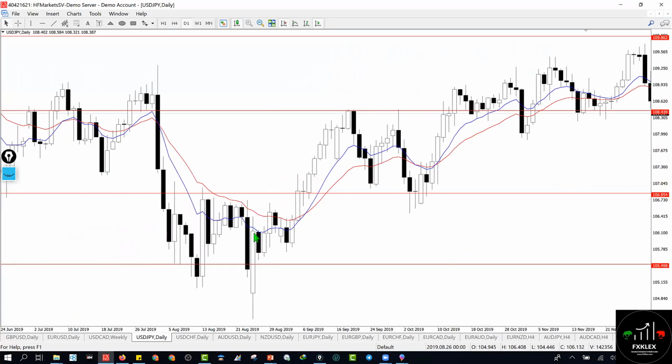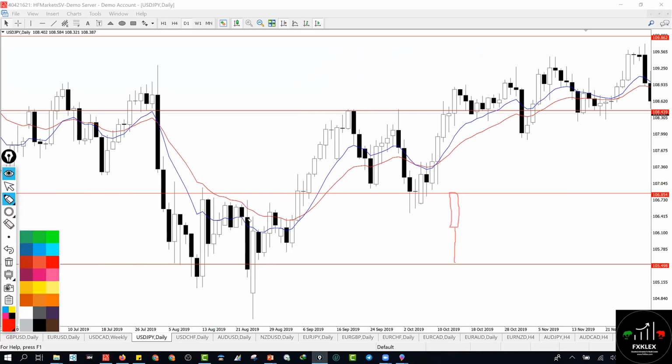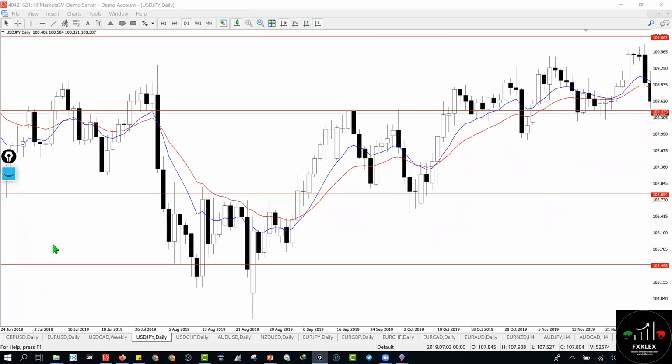This is not a bullish engulfing bar. You can see it doesn't engulf this candle right here. This is a bearish pin bar right here. It doesn't engulf. So this is not a bullish engulfing bar. Likewise, right here, this is not a bullish engulfing bar. You can see this candle right here gapped lower.